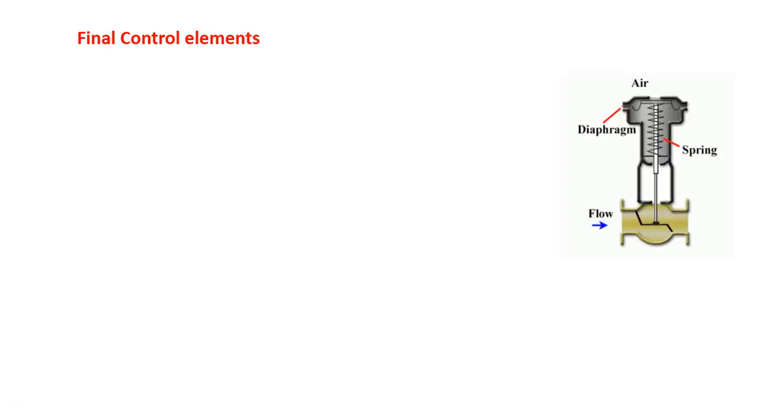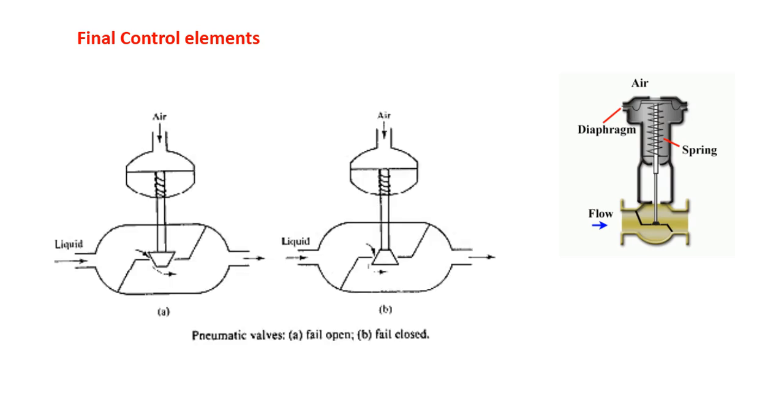Now let's look at your final controlling element. The final controlling element is that hardware which basically implements the controller decision. The most common final controlling element is the pneumatic valve. This is basically an air operated valve which controls the flow through an orifice by positioning the plug appropriately.